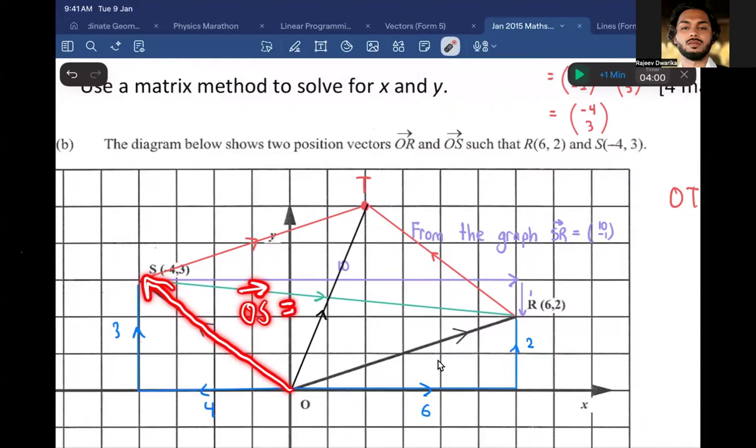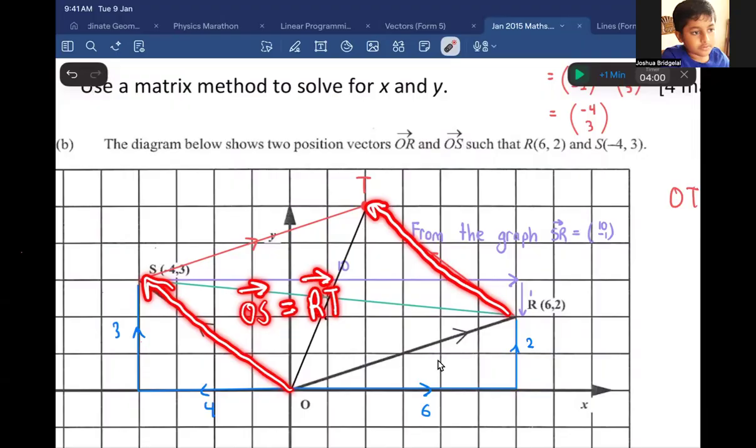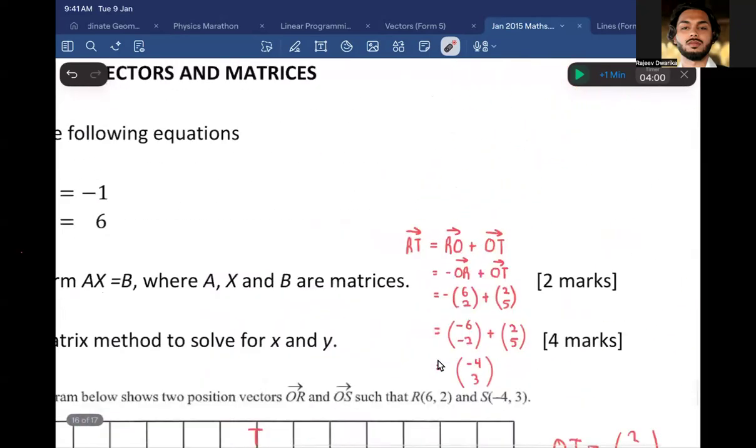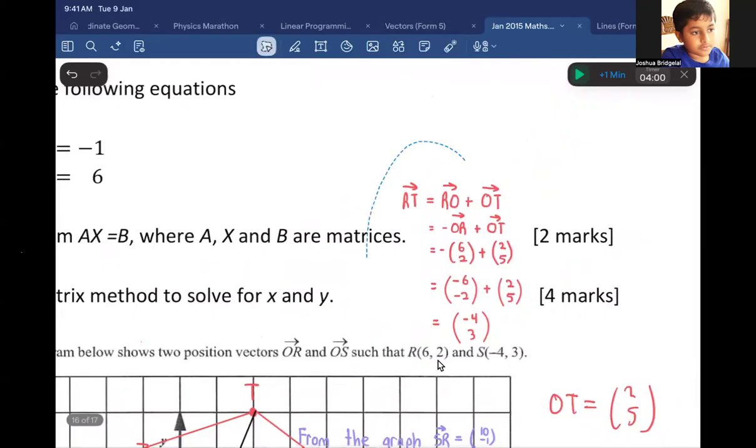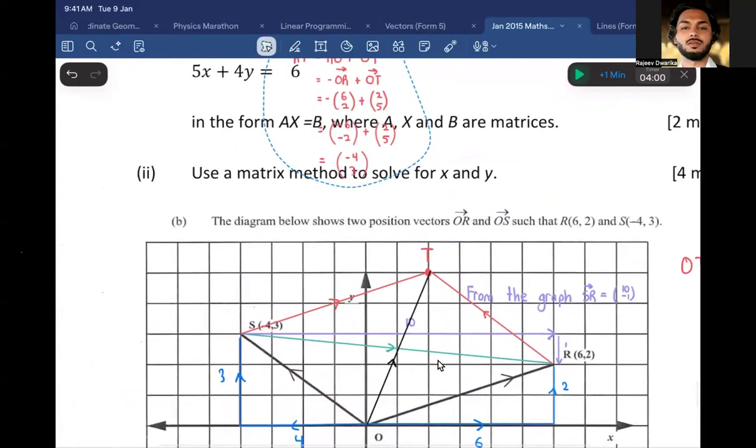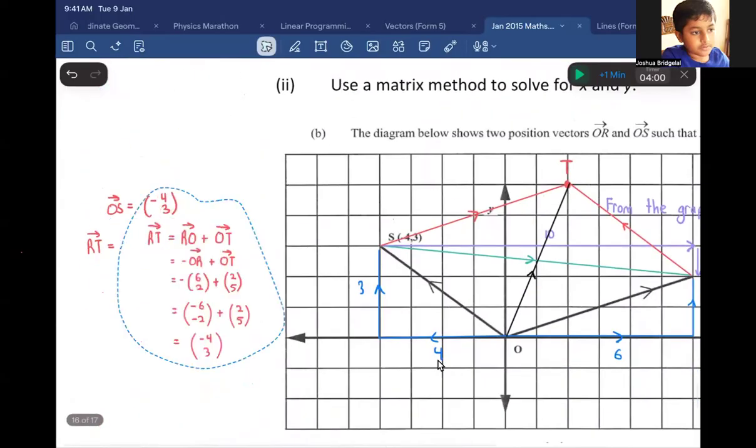Yeah, but that's not what I'm going for. If this is a parallelogram, it means that OS is the same thing as RT. Are you confused by that, or do you understand? Understand. Okay. So we're trying to prove if OS will be equal to RT. So Joshua, what is vector RT? Negative 4, 3. Was it equal to OS? Yes.